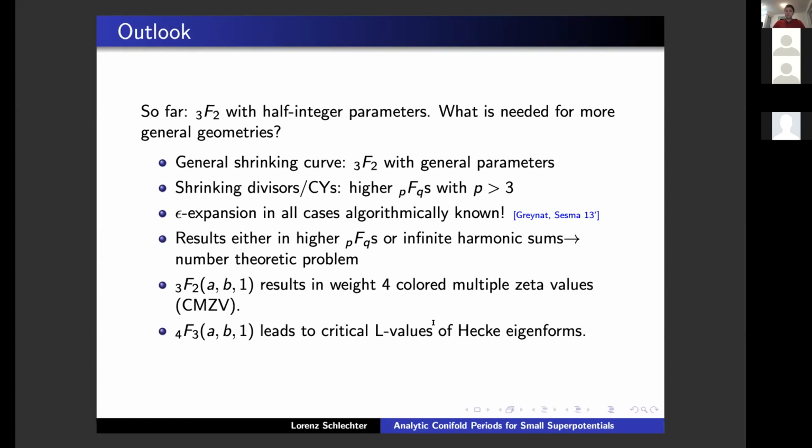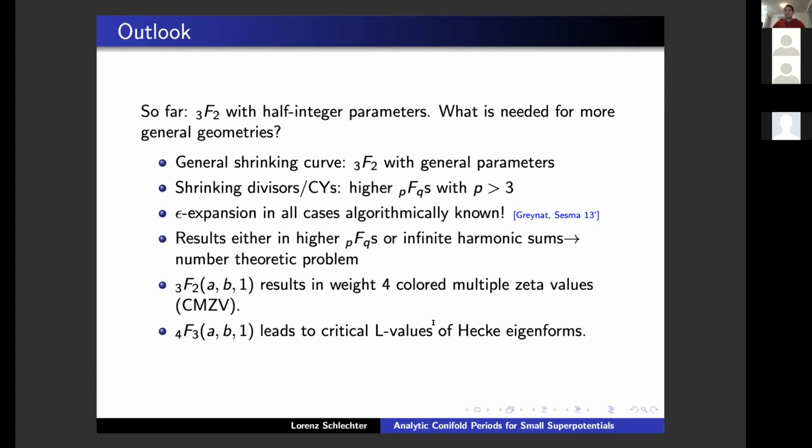So if we want the general shrinking curve and get rid of this restriction of the charge vector only including values smaller than 2, we would need 3F2s with general parameters. If we were to go on to shrinking divisors or even shrinking Calabi-Yaus, we would need higher pFqs with p larger than 3. The nice thing is the epsilon expansion is for all of these cases actually known, which was solved by Greynat and Sesma already back in 2013.